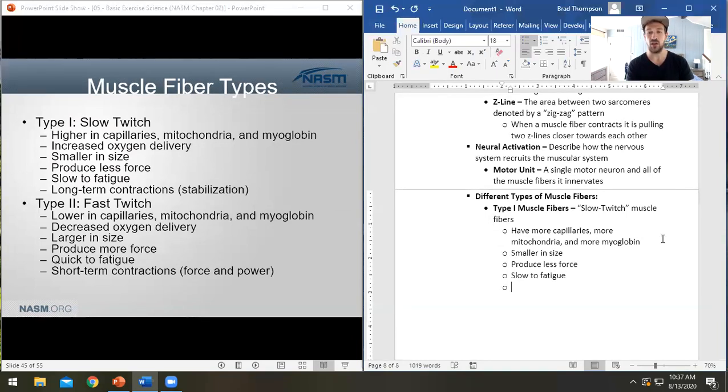Okay, these are your stabilization or endurance type fibers. That's what we mean when we say type 1. Your calves are a classic example of a type 1 fiber. They can do slow twitch contractions all day. Then you get type 2 fibers. Right? These are your fast twitch muscle fibers.